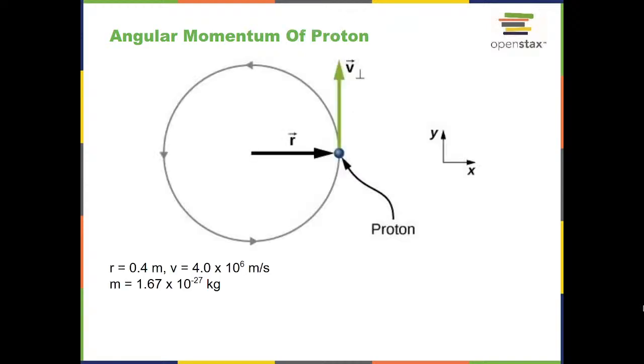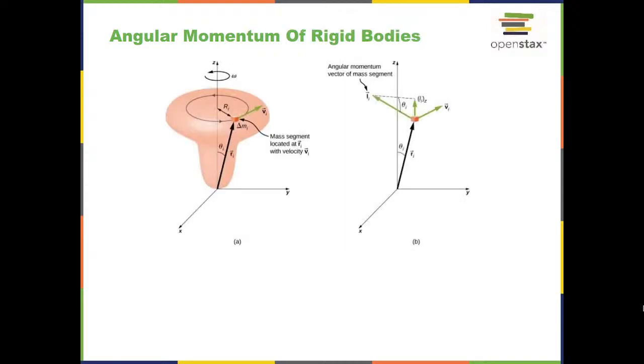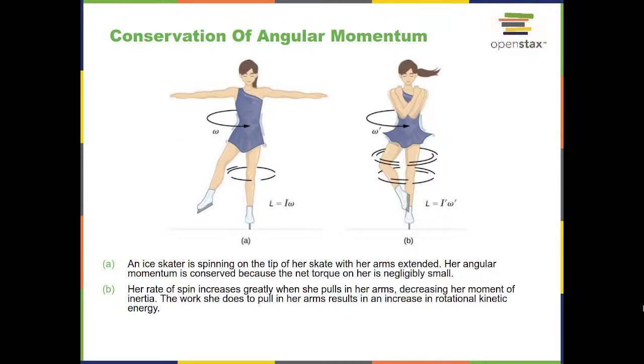And we can look at that in an example. We're going to skip this here, just a picture for the extended body, for the rigid body. So we can look at this conservation of angular momentum. A typical example is an ice skater, right? So we have an ice skater who is spinning around in a circle and around her own axis here with an angular velocity omega. And the ice skater has a moment of inertia I. So the angular momentum of the ice skater is I times omega. This is with arms extended.